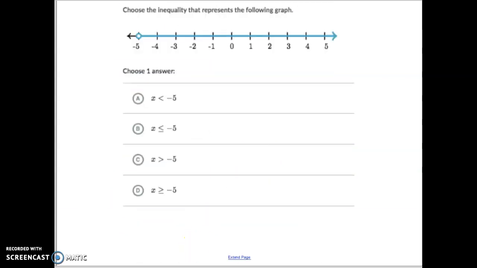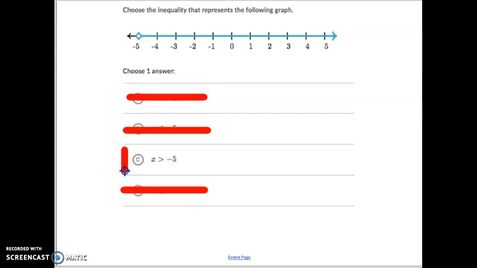This one, all right, let's take a look at this one. We have an open circle. So open circle means that it could be A, it can't be B, it could be C, it can't be D. So these two are the two open circle types, and we want the numbers that are to the right of -5, which are actually the numbers that are greater than. So x is less than, nope, can't be A. x is greater than -5. It has to be letter C.